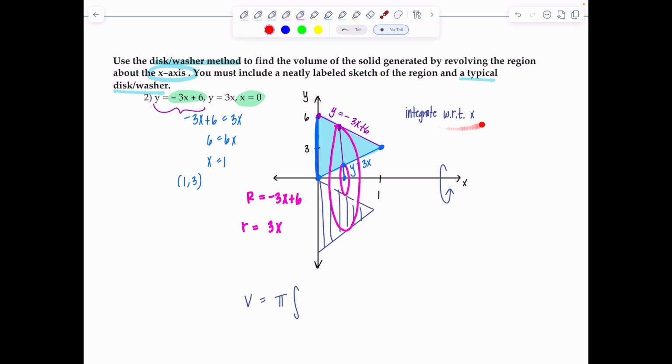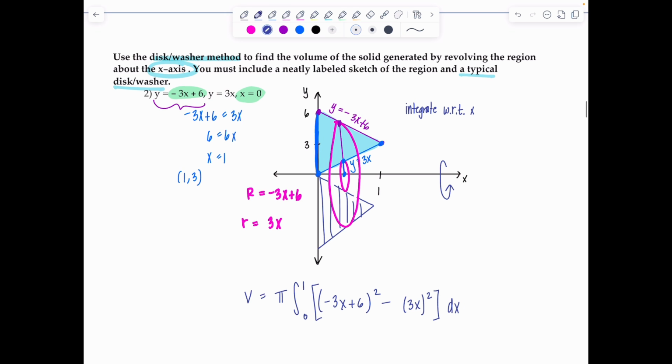Everything must be matchy-matchy. So you look at your graph and you go, the original region was bounded in terms of x from x equals 0 to x equals 1. So those are my limits. Then you have big R squared minus little r squared. Good?